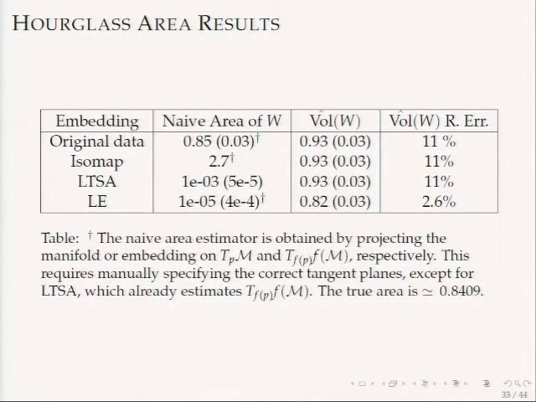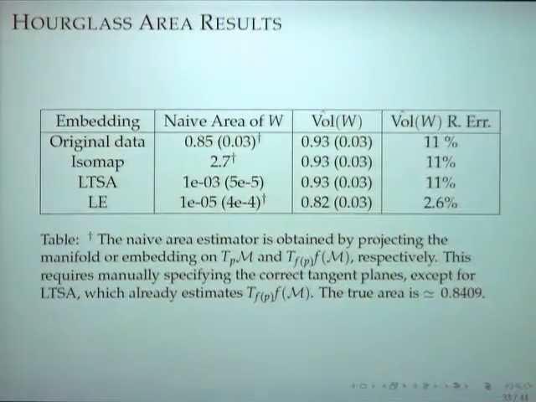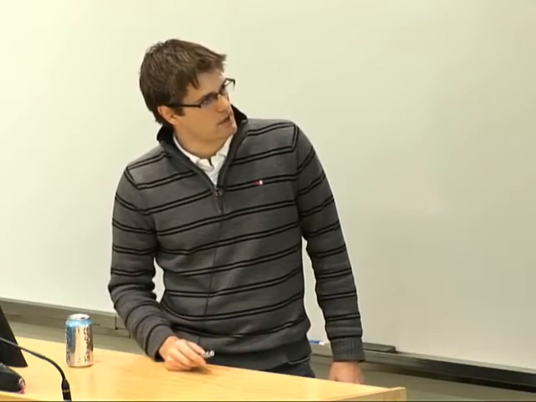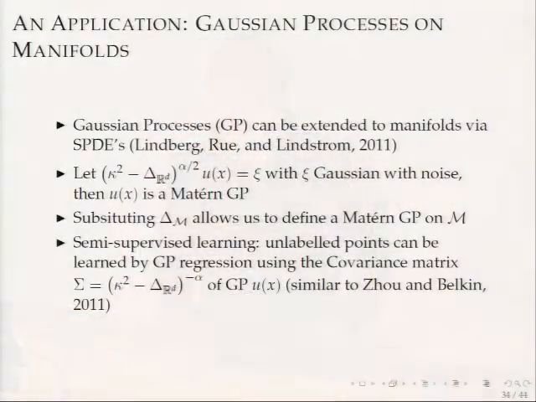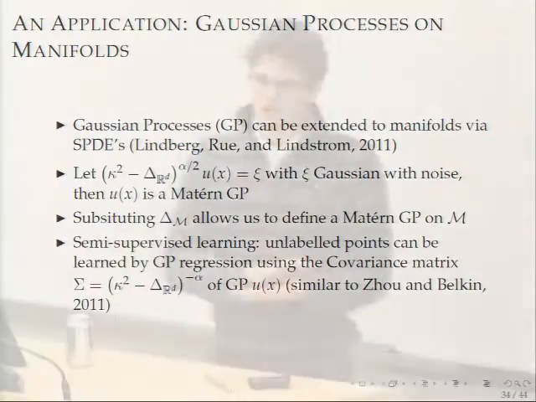More errors, in part because I'm using a coarser discretization of the space. But effectively, I cannot even compute the volume element for some embeddings because it doesn't always make sense. But if I use the correction, I'm pretty much all in the same ballpark. All right, so that kind of ends the geometry part.